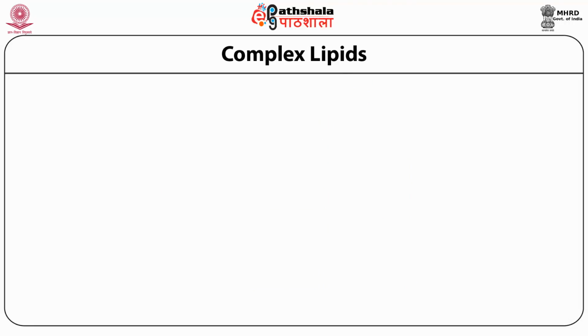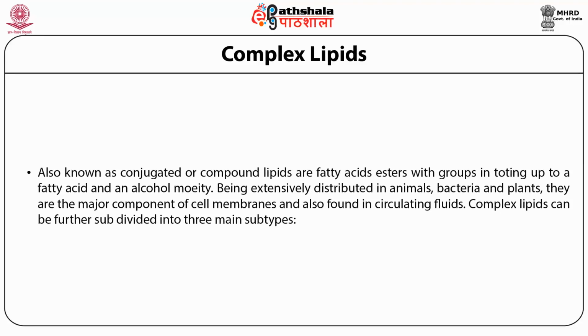The complex lipids, which are also known as conjugated or compound lipids, are the fatty acid esters with groups in addition to the fatty acid, and an alcohol moiety is present. Being extensively distributed in animals, bacteria, and plants, these complex lipids are the major component of the cell membrane and are also found in circulating fluids.